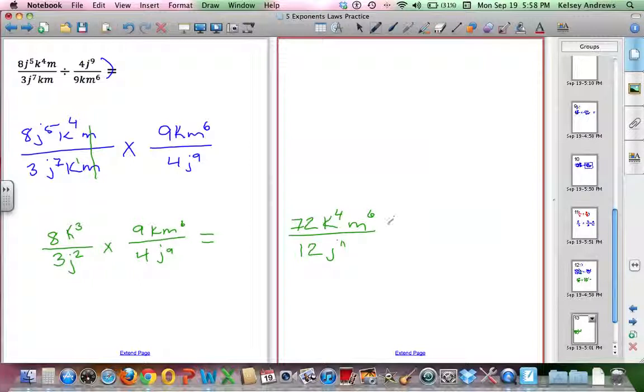So are we done? Well, we still want to look at those coefficients and see if they can be reduced, and 72 and 12 have a common factor of 12. So that leaves 6 in the numerator, k to the fourth, m to the sixth, and it would be 6 over 1, but we don't need to put the coefficient of 1, just j to the 11th. Okay, so really we just did 72 divided by 12. Exactly.